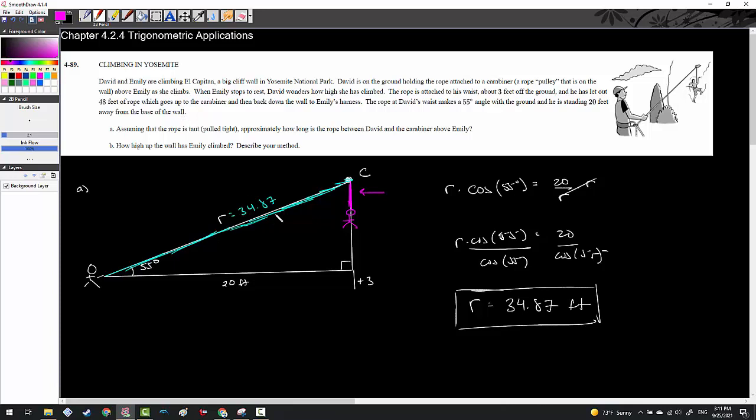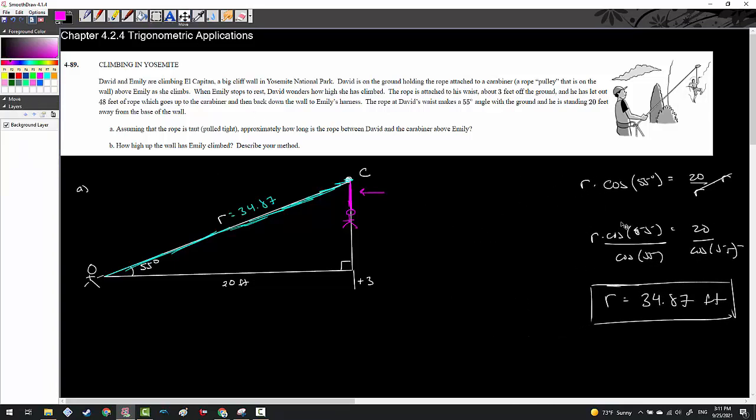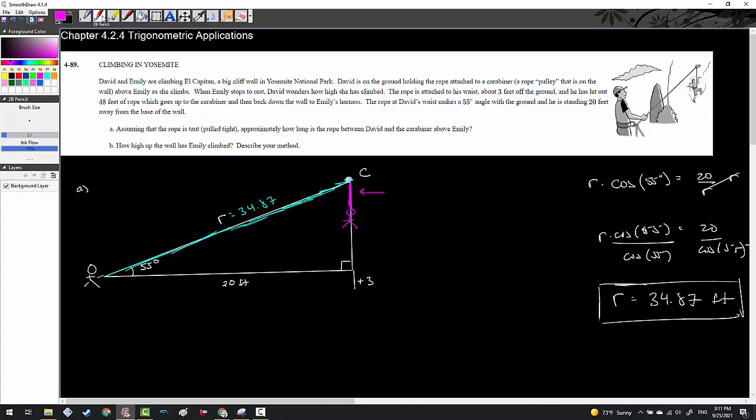And because 34.87 of that rope is being occupied by the blue, I know that whatever's left in purple is going to be what's left of that 48 feet of rope. So I'm going to do 48 minus 34.87. And what that gives me is 13.13 feet. So that's how much this purple space is worth.